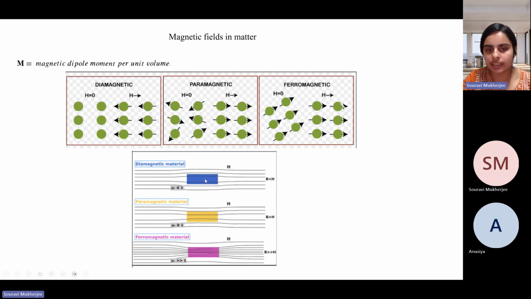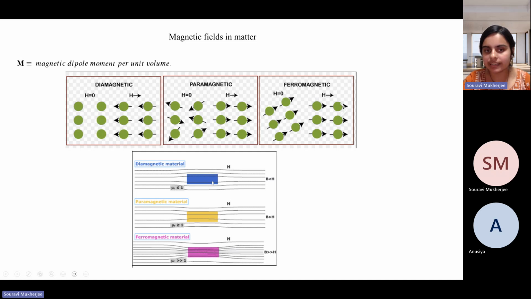If you look at the field lines, this is how they should look. If you have a diamagnetic material, this is your applied field, and as you can see, the field lines move out of your diamagnetic substance. So here the densities are much reduced, and B is much less than H, right? While if you have a paramagnetic substance, the field lines are concentrated into the system, so B is greater than H. In a ferromagnet, there is even more concentration of field lines into the substance, and so B becomes much greater than the applied field, right?